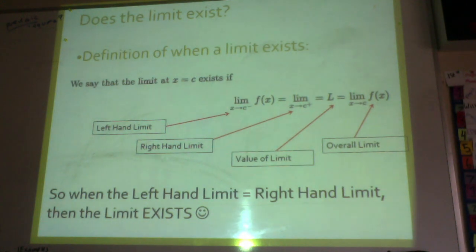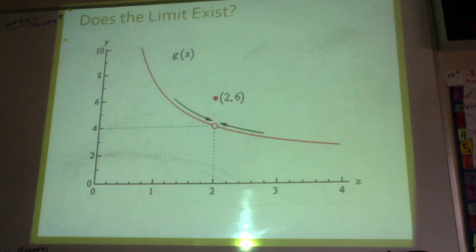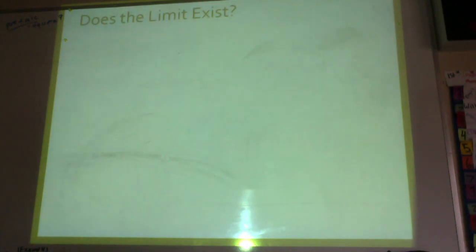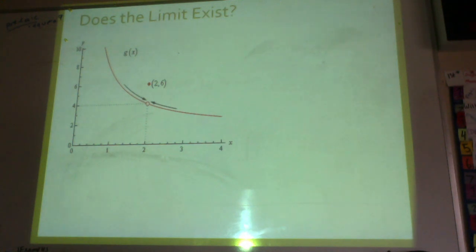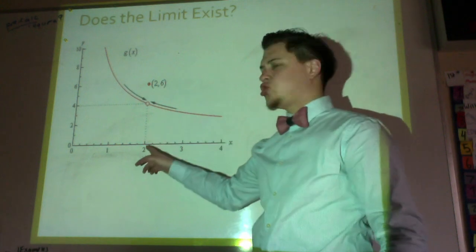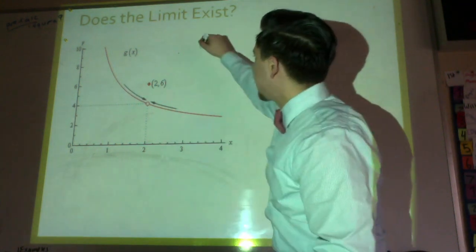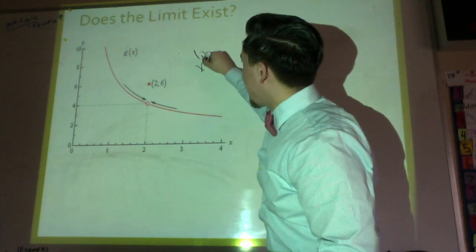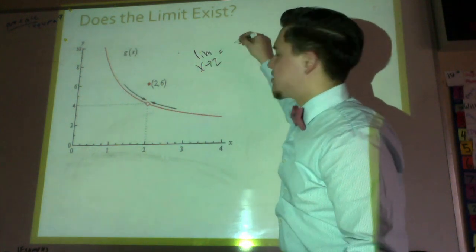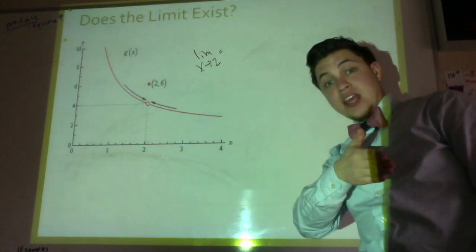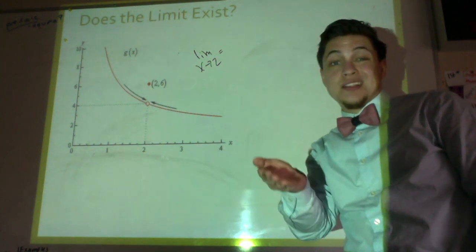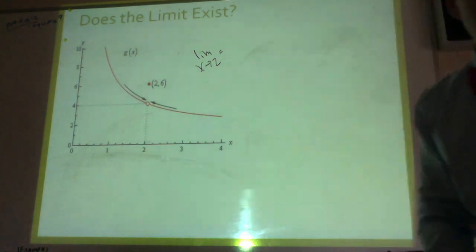Why don't we see some practice on seeing if the limit exists or not? Okay, take a look here. Does the limit exist? Let's see. I want to figure out, does the limit exist at x equals 2? Does the limit as x approaches 2 exist? In order for that to happen, the left-hand and the right-hand limit have to be the same. So let's find that out.